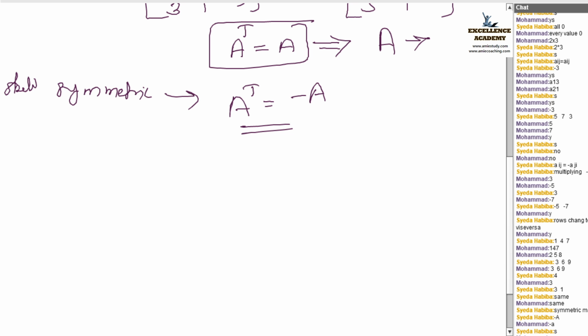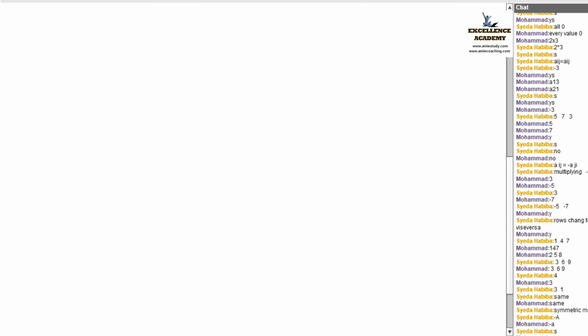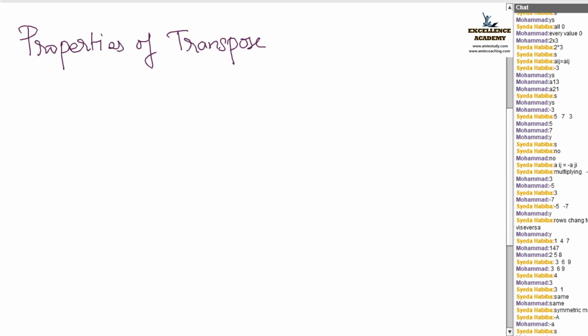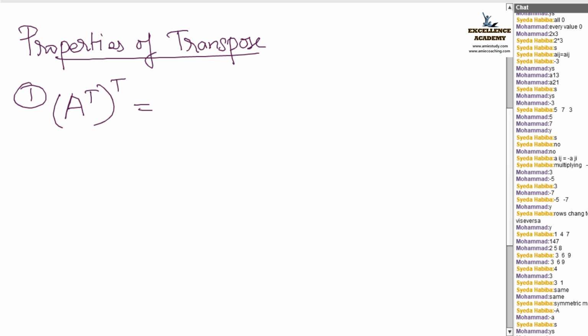Now, we have reached up to here. Next one is we need to define the conjugate of a matrix, or we shall give some properties of transpose. Before we move on to the conjugate, we shall see some properties of transpose. Okay, first one, A transpose, the whole transpose. What will it be? First I am reversing it, then once again I am reversing it.